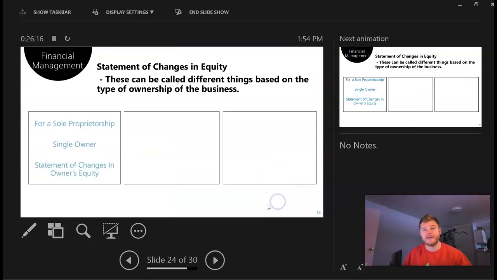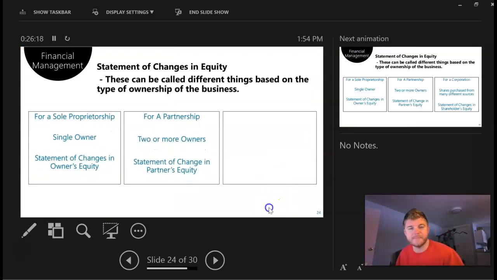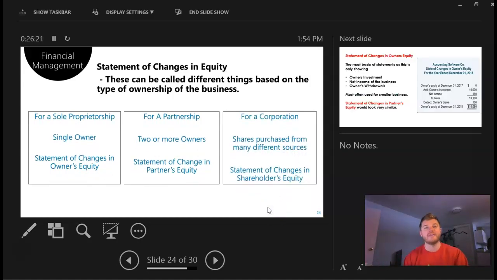Okay, and the final one is the statement of changes in equity. So I don't know if you know this, but as a business, you have an option of choosing what kind of ownership you are. As an example, I have a mosquito spraying business that I do in the summertime. I would consider it a sole proprietorship. It's a single owner. There's a statement of changes in owner's equity.